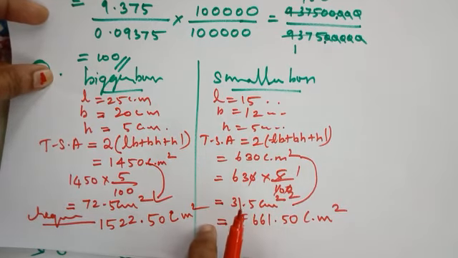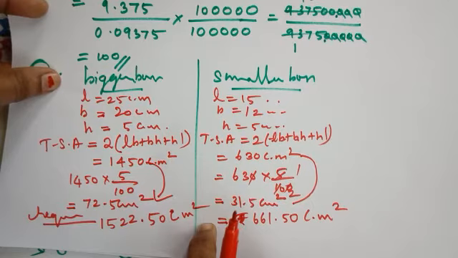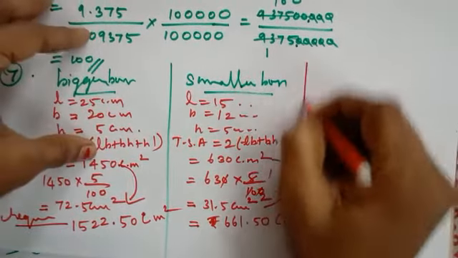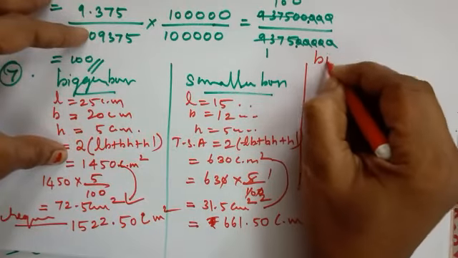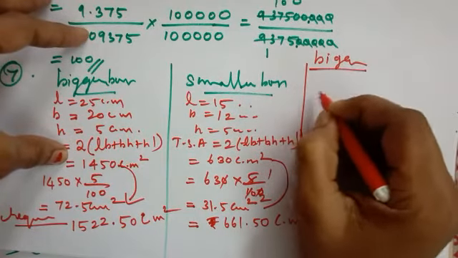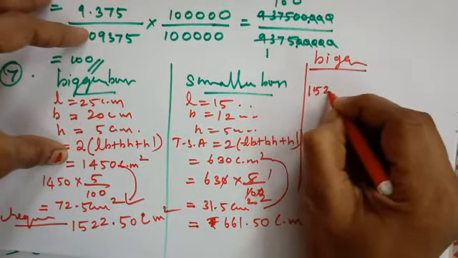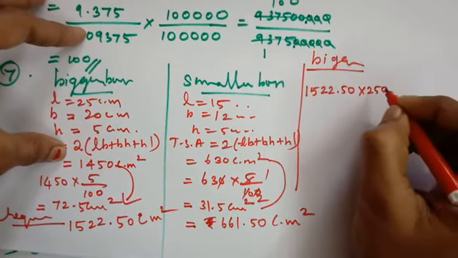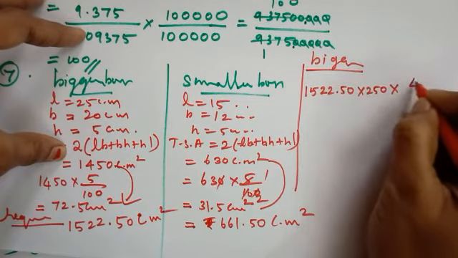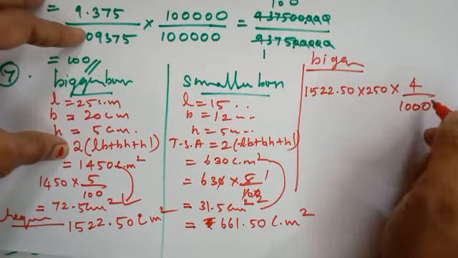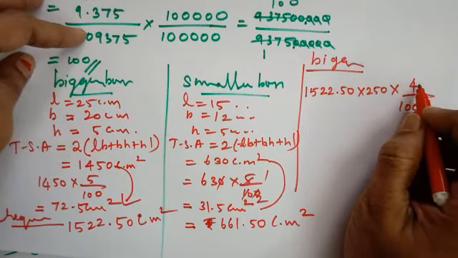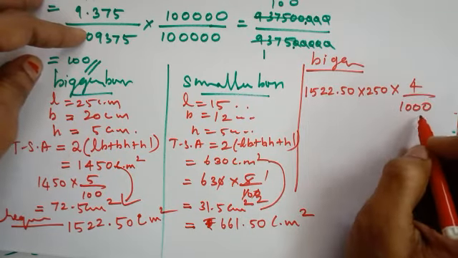Okay, so students listen. Number of boxes 250 we need. So here, for the bigger box, 1522.50 into 250, because we need 250 boxes, into 4 by 1000, because for 1000 centimeters squared, rupees 4.